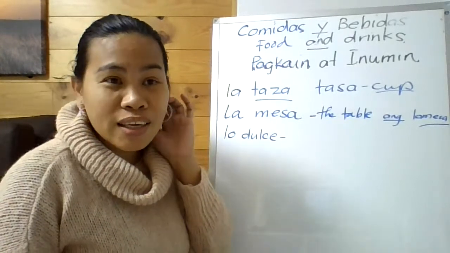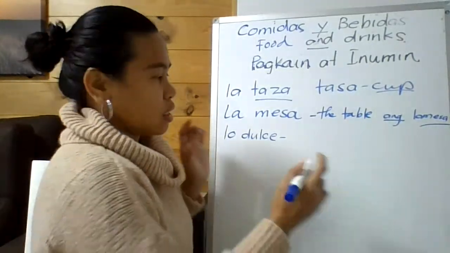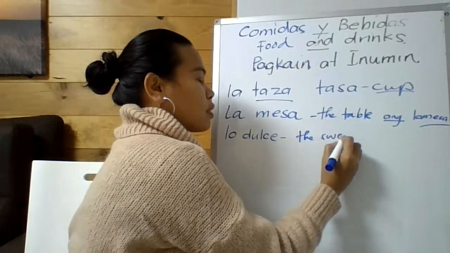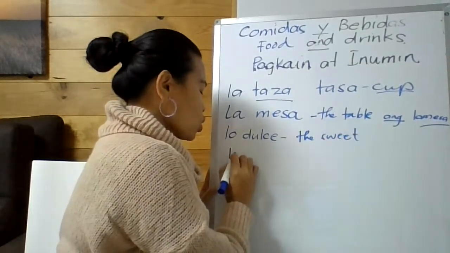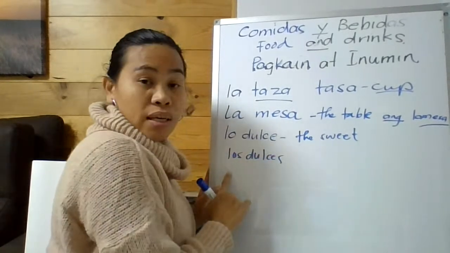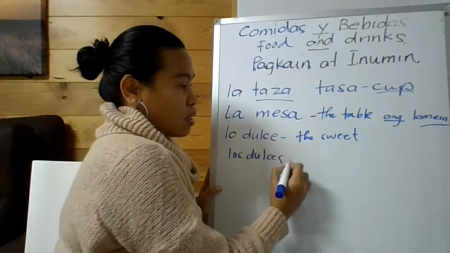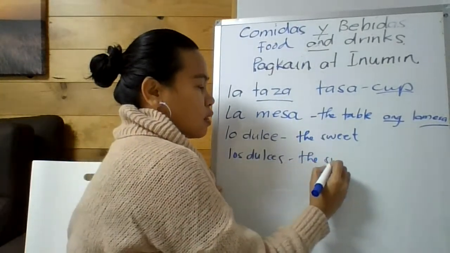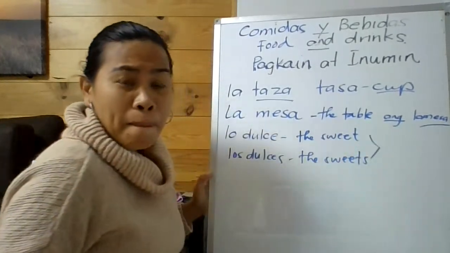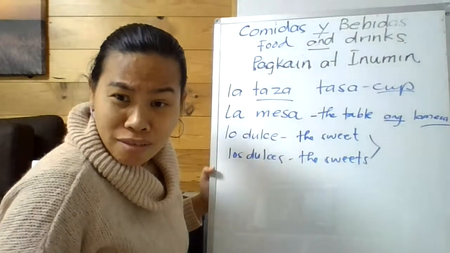Okay, so let's continue. Lo dulce is the sweet. O los dulces. Can you see? The singular and plural, los dulces, the sweets. So sa atin, ang matamis at matatamis, no?